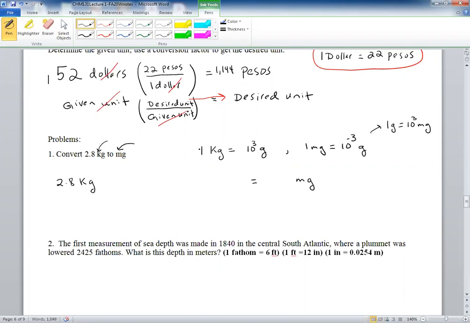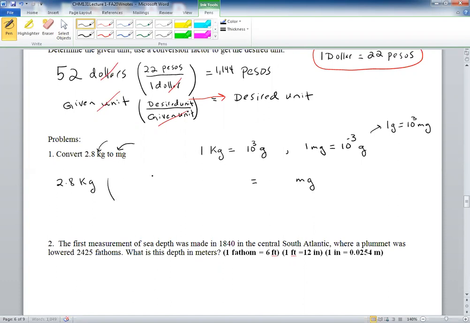Now I have to figure out what's going to go next. What's my second conversion factor? I have 2 here. So that means I have to put these 2 in between. So in this case, what should I start with? Well, if I have kilograms here, then clearly I have to start with the first one.